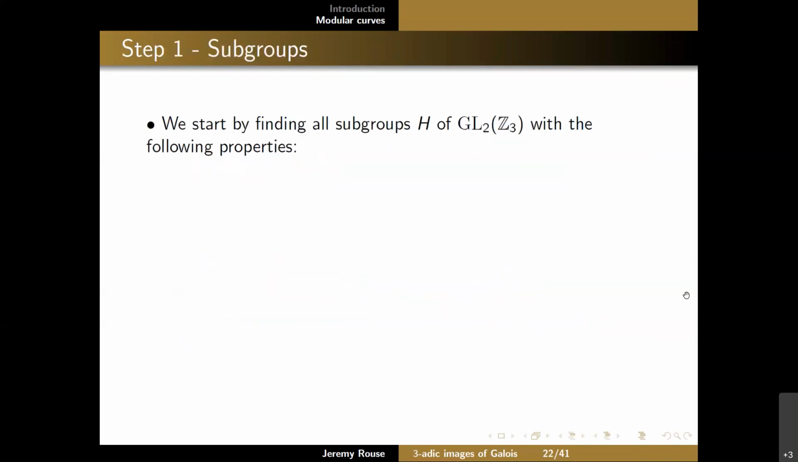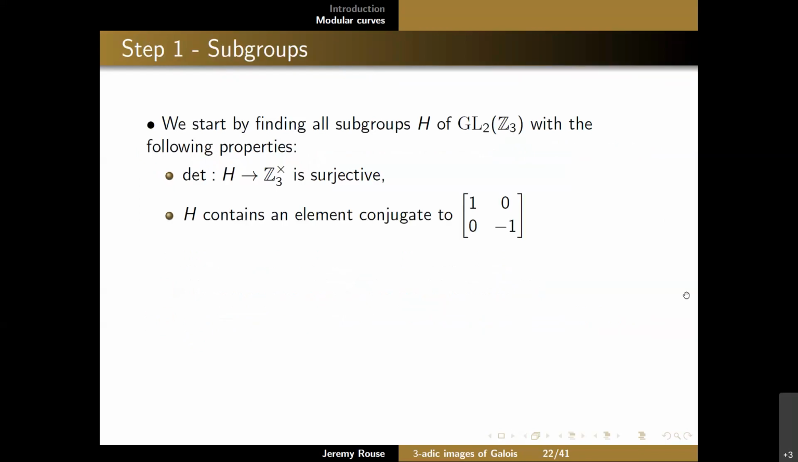So in finding subgroups, we're going to start by looking at some specific ones. So we want subgroups where the determinant map is surjective. That will mean the corresponding modular curve is defined over Q. We want H to contain an element conjugate to (1,0;0,-1). That will be necessary and sufficient for the modular curve X_H to have real points. I mentioned at the beginning that we either need (1,0;0,-1) or (1,1;0,-1). Those two matrices are actually conjugate in GL2(Z/NZ) if N is odd.